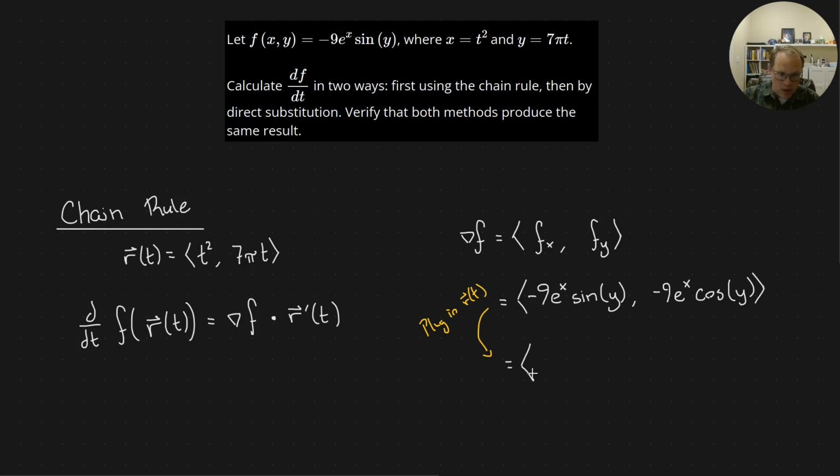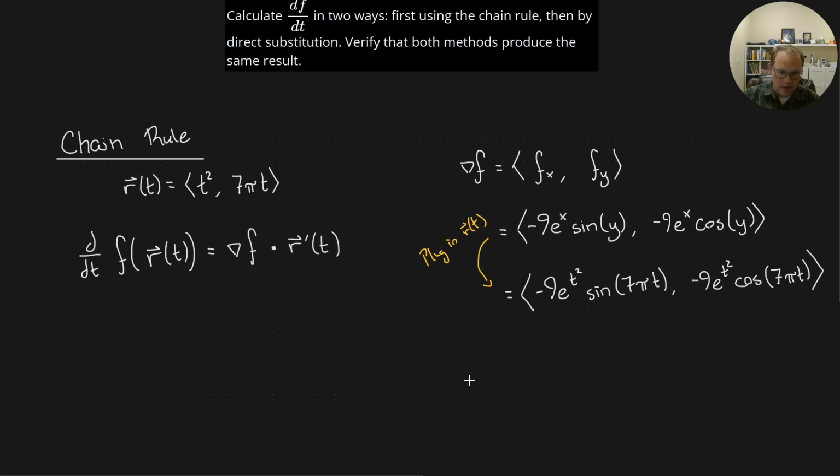Okay, so my gradient of f evaluated along the function r of t will be negative 9 e to the t squared sine 7 pi t. And then this one will be negative 9 e to the t squared cosine 7 pi t. Okay, so this first bit is done. We have the gradient of f evaluated along our vector valued function. Now we just need the derivative of that vector valued function.